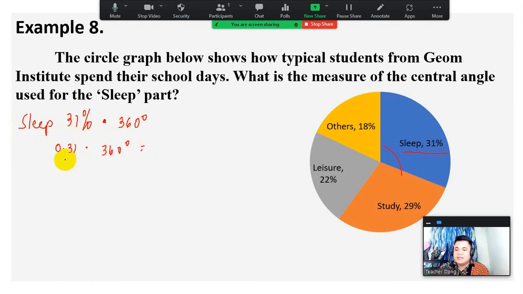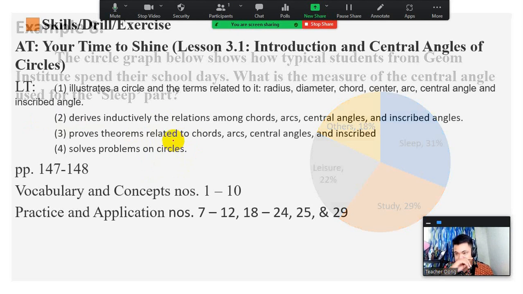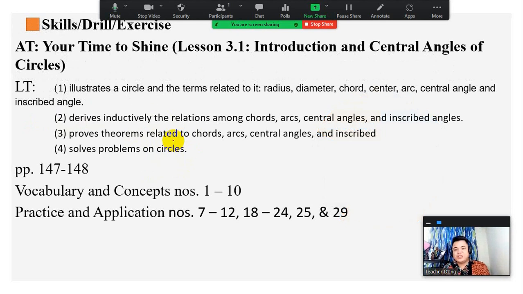Calculate it. 0.31 times 360 degrees. You have to convert the percent, so move two decimal places from the right going to the left. So 0.31 times 360 degrees is 111.6 degrees. That is the degree measure of the sleep part, which is our favorite in our lives. Hope that you have learned a lot from our lesson or math concept for today.